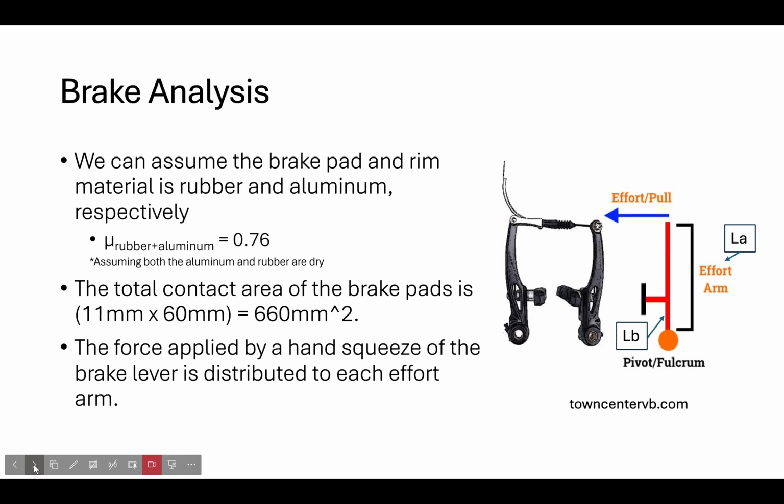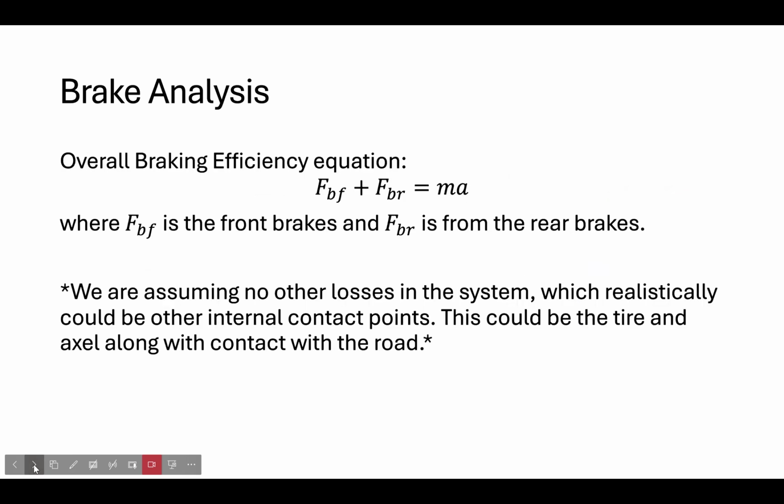So with the left hand squeeze going to either the front or rear and the right going to the front or rear, one squeeze pulls both of these levers together to act on the tire. So the overall braking efficiency can be shown as the force of the front brake plus the force of the back brake equaling the mass times acceleration, or in our case, the deceleration. For this, we initially assumed no other losses in the system. That way we could just analyze the brakes themselves.